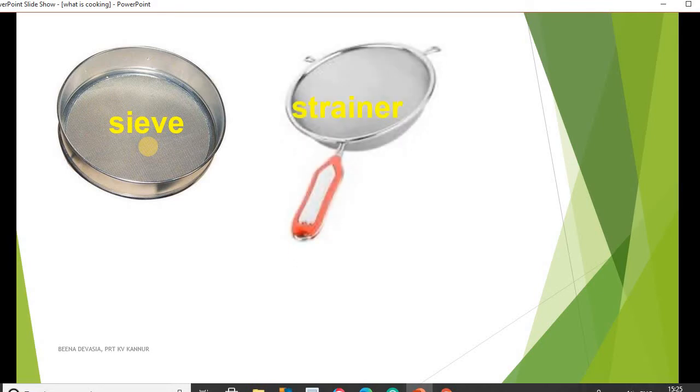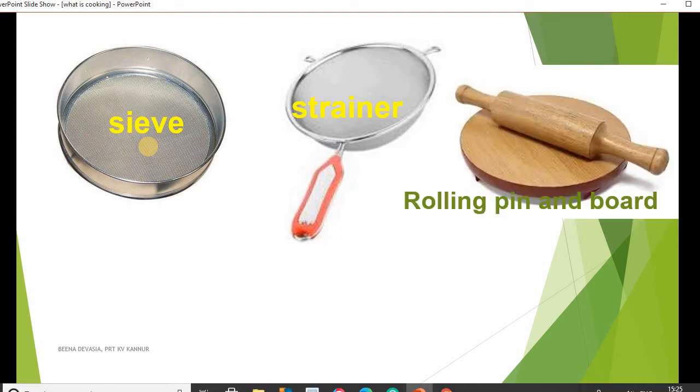The next is a strainer. This is also very much like a sieve. Sometimes it is also known as a sieve. This is used to separate the big particles that are in a liquid. So you strain tea after preparing to separate the tea from the tea leaves.